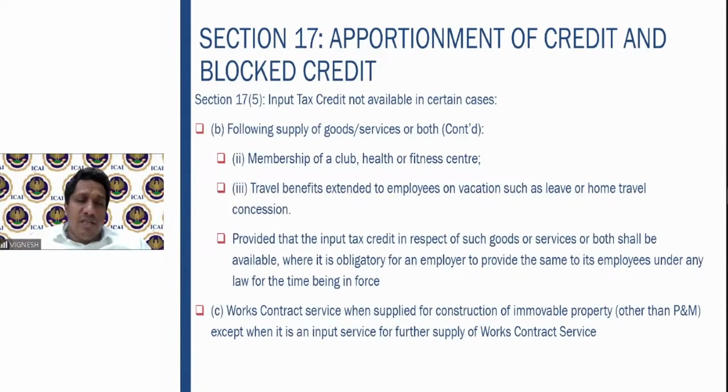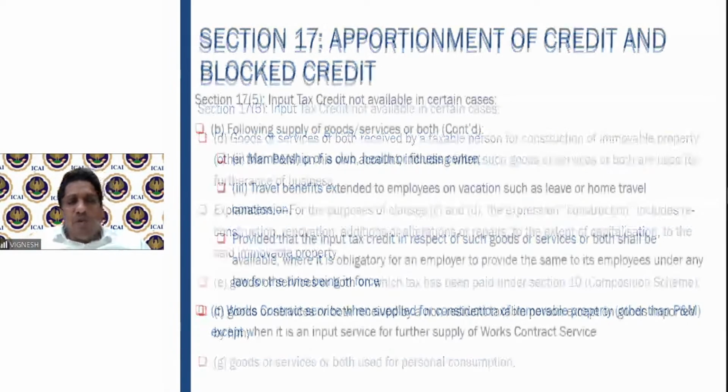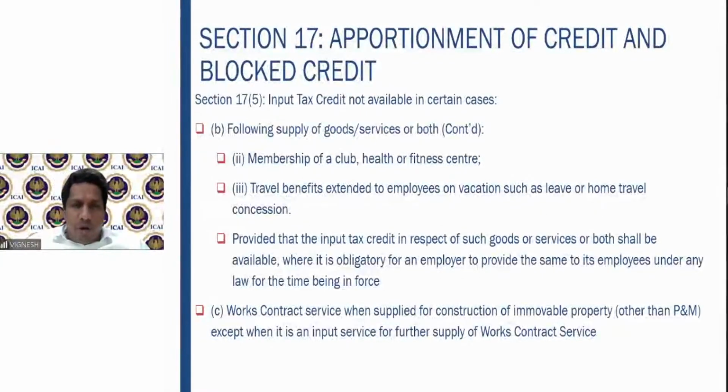Then there was a confusion last time when many of us were working out the problem. A few of us asked me the difference between point C and point D. A very, very important point for us to understand. C talks about works contract service when supplied for construction of immovable property other than plant and machinery. So when I say works contract, what does it mean? I employ a particular contractor who provides the material as well as the labor. I'm using that works contract person for construction of a building, but not plant and machinery. The only thing I'm constructing is the building. In that particular situation, I cannot claim.